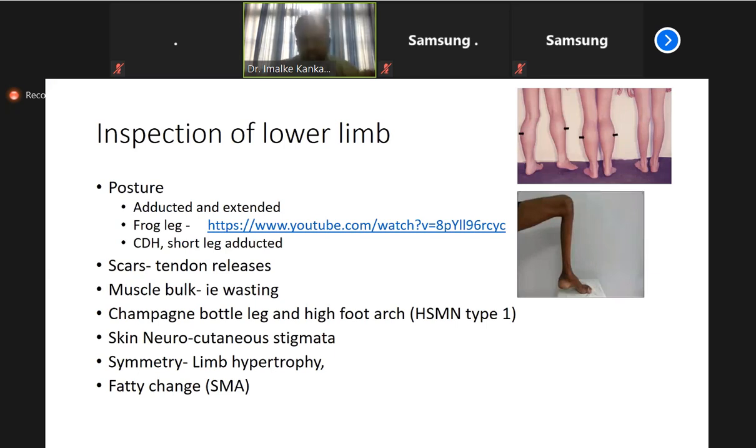Right, what are you going to inspect in your lower limbs? So the posture is important. Let's see whether this can be played.